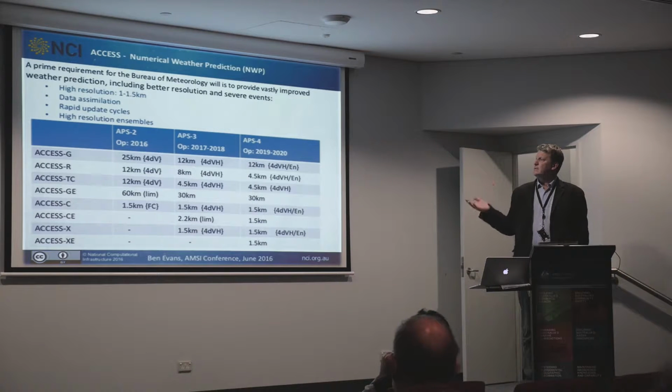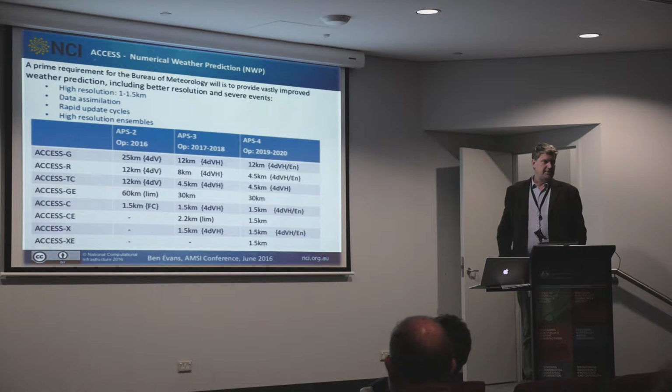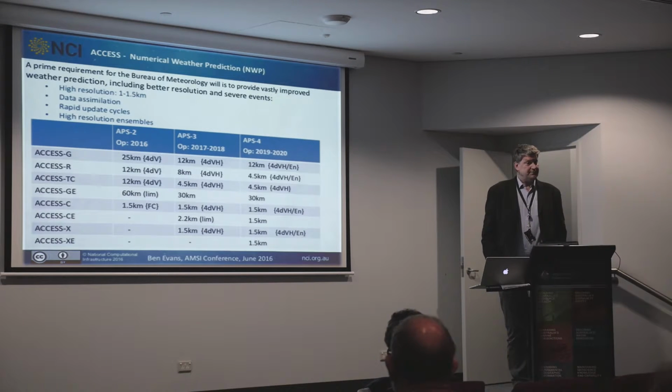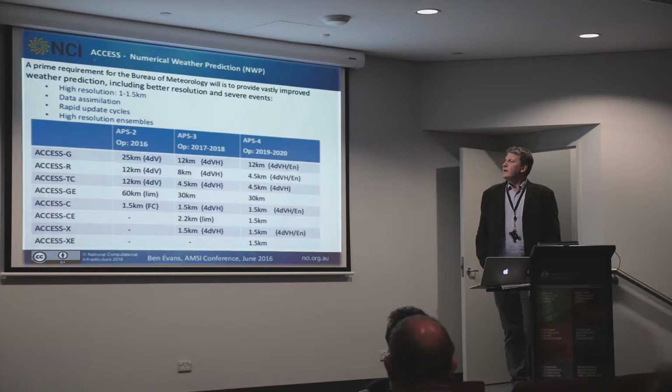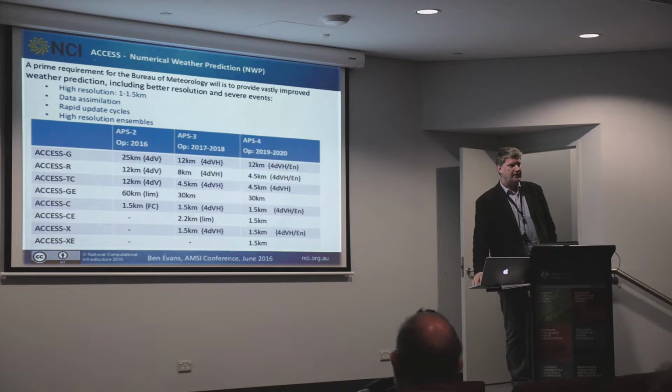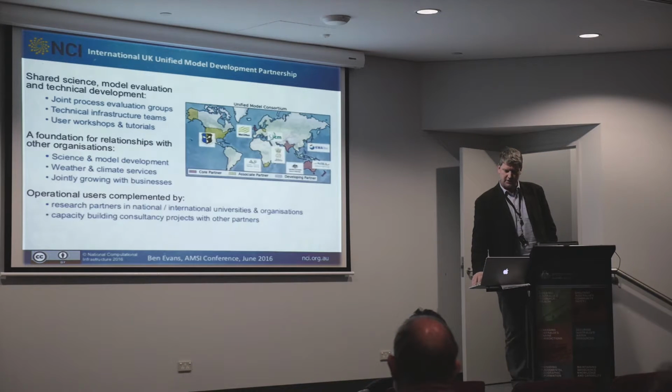But going forward into the next round, so what becomes operational in 2017 and 18, and then further into 2019 and 20, the scales are increasing, the resolution's increasing, and that puts extra computational demand. And those models that have been running have got to get more performant to meet those particular targets. So we've been working both with the Bureau of Meteorology and other partners to try and meet those particular targets and to get ahead and find out where those scalability issues are for the future.